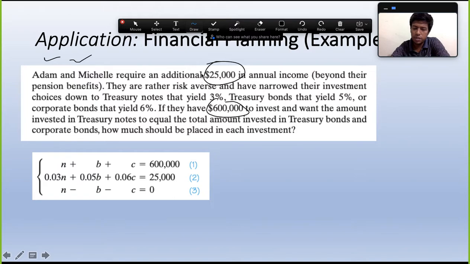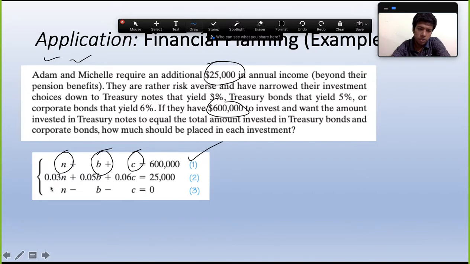And this is the amount that they want as their profit, or the interest or the benefits. This is what they want to make. So first of all, there are three types: treasury notes, treasury bonds, corporate bonds. So the total amount is 600,000.